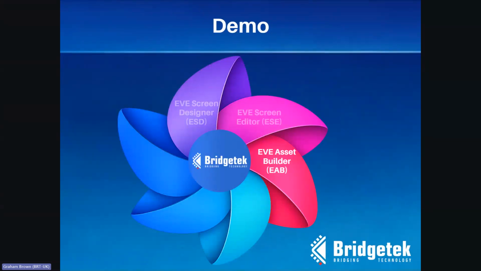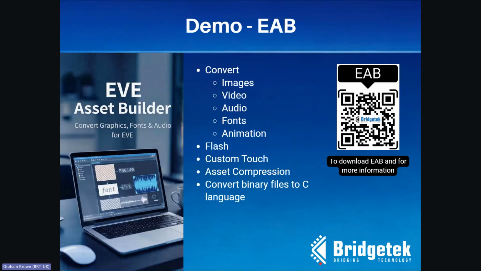So the final one I'm going to discuss is EVE Asset Builder. This is a toolchain which can be used to convert any assets required in your application to EVE readable formats. It also allows us to generate flash images for EVE devices which contain onboard flash interfaces, as well as custom touch generation for touch controller support that isn't natively supported by EVE devices.